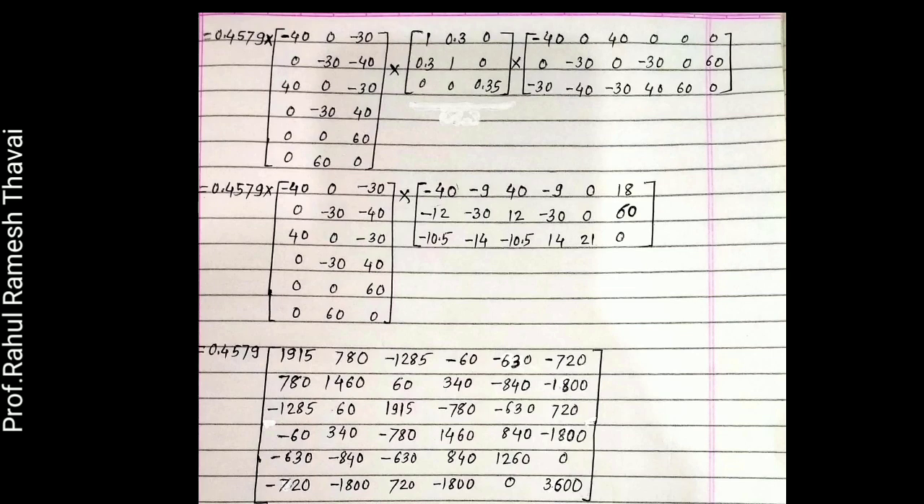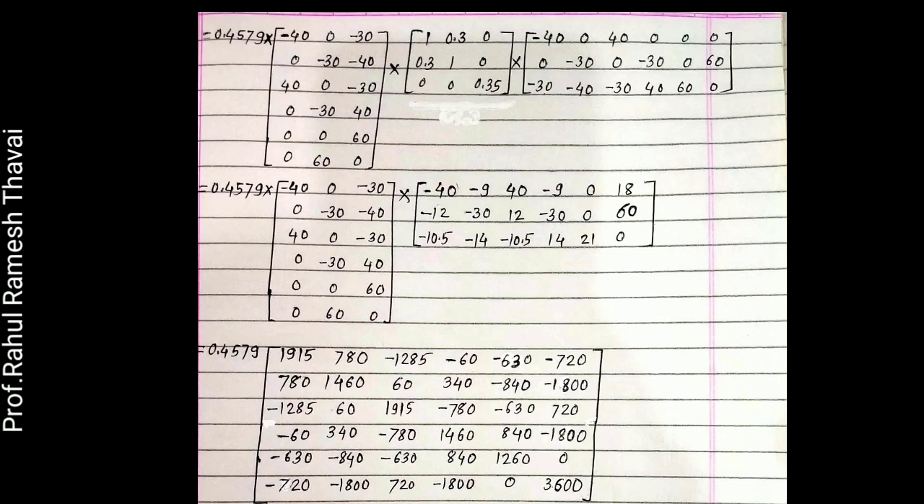Next, I will go for second row multiplied by first column, that is 0 into minus 40 plus minus 30 into minus 12 plus minus 40 into minus 10.5, that is 780. Next, I will go for second row multiplied by second column, that is 0 into minus 9 plus minus 30 into minus 30 plus minus 40 into minus 14, that is 1460.